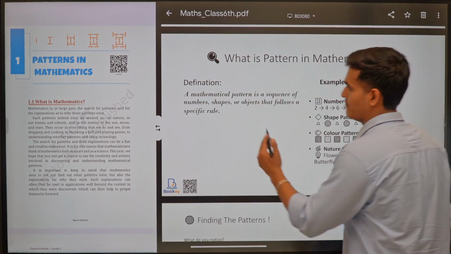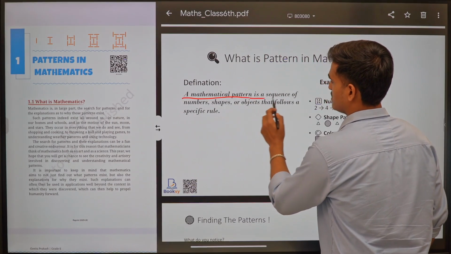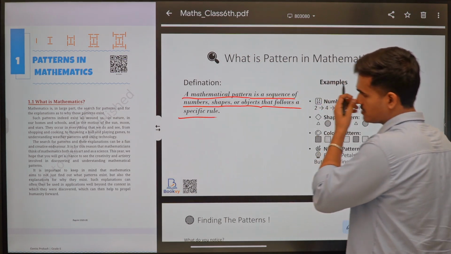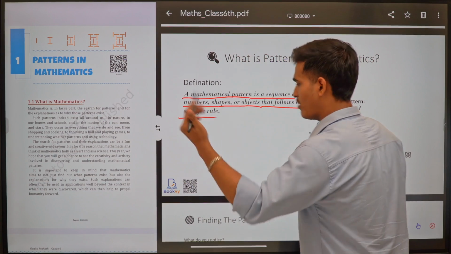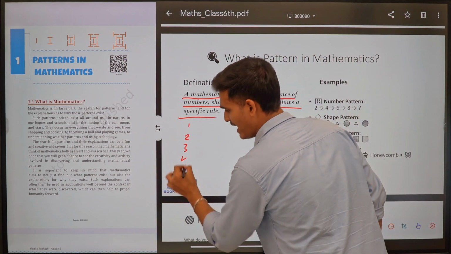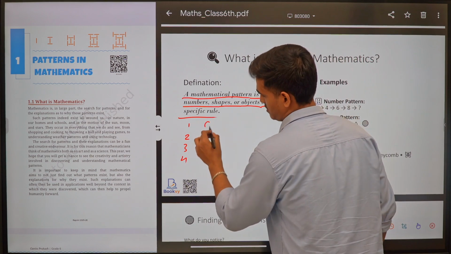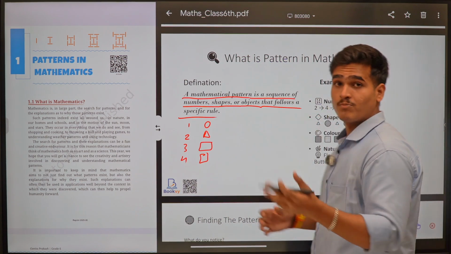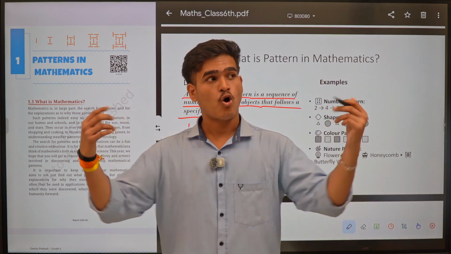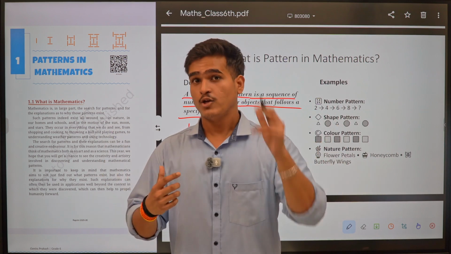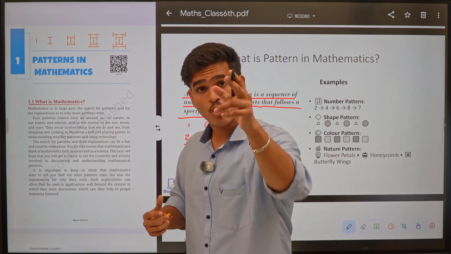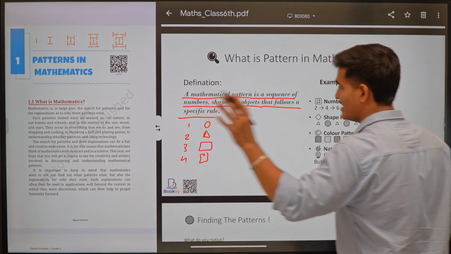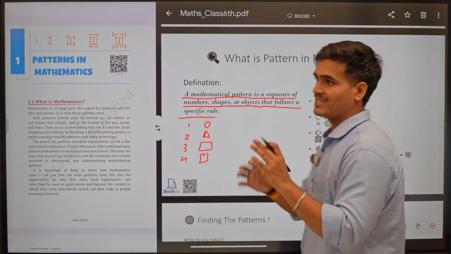So what does the definition say? A mathematical pattern is a sequence of numbers, shapes, or objects that follows a specific rule. So we have understood the numbers. What are the numbers? 1, 2, 3, 4, right? Sir, what is the shape? Shape is like circle, triangle, rectangle, cube, right? And what is the object? I have already told you, objects are all around your surroundings, all around your room. You are watching from a laptop or a phone, which is also an object which has some shape, which has some color. And which follows a specific rule.